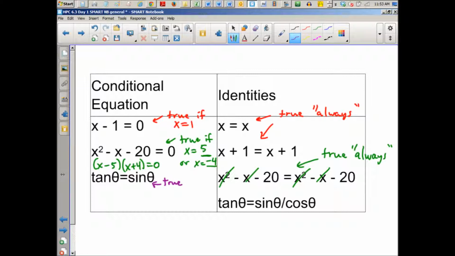This statement is true for certain angles on the unit circle. There are some angles in the unit circle that make this true. Most angles make it false. For example, tan of 30 degrees and sine of 30 degrees are not the same. But tan of 0 and sine of 0 are the same, aren't they? Tan of 0 is 0. Sine of 0 is 0. So if theta happens to be 0 degrees, this statement's true. And it also happens when you get to 180. Sine of 180 and tan of 180 are both 0, see? So this thing is true under certain circumstances, whereas this one over here is true always.